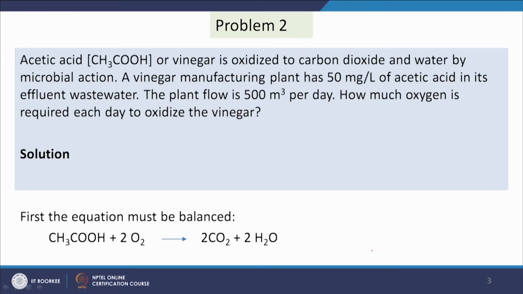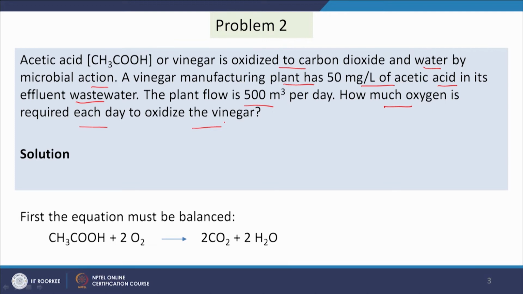Now we are coming to problem number 2. The statement is: acetic acid, that is CH3COOH or vinegar, is oxidized to carbon dioxide and water by microbial action. A vinegar manufacturing plant has 50 mg per liter of acetic acid in its effluent wastewater. The plant flow is 500 meter cube per day. How much oxygen is required each day to oxidize the vinegar? That we have to calculate.